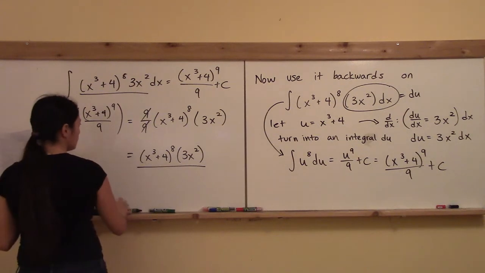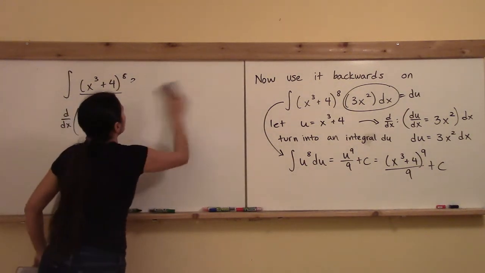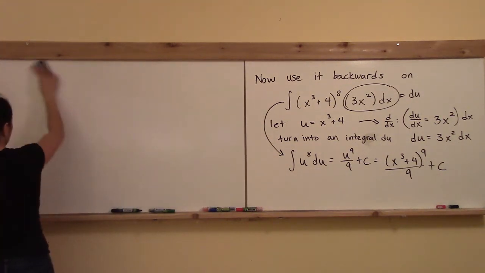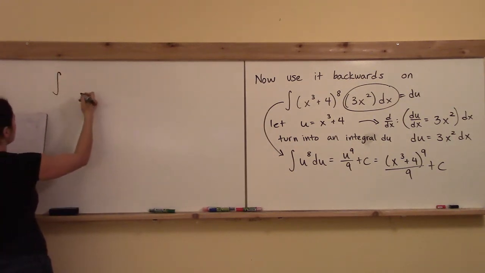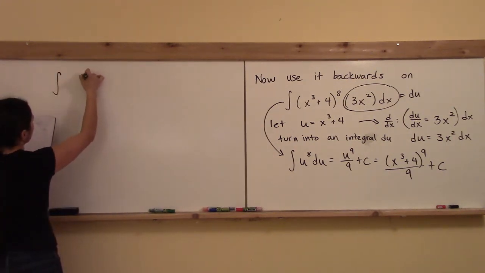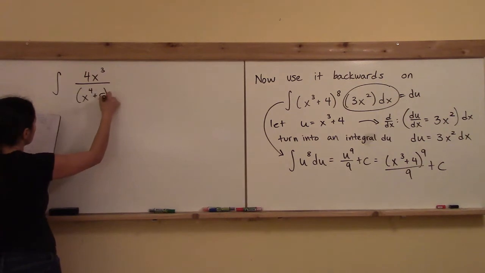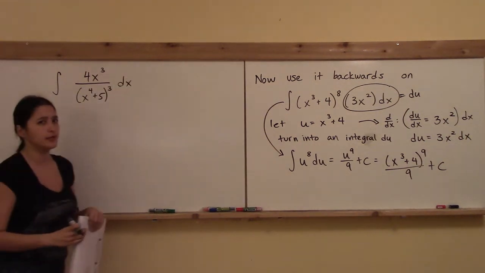So now let me give you another example. Keep in mind that each one of these examples is going to have something that you want to define as u. Usually that thing is going to be inside a set of parentheses. Alright, now what if I ask you to integrate this function right here, dx? Now this looks like a pretty hard integral.